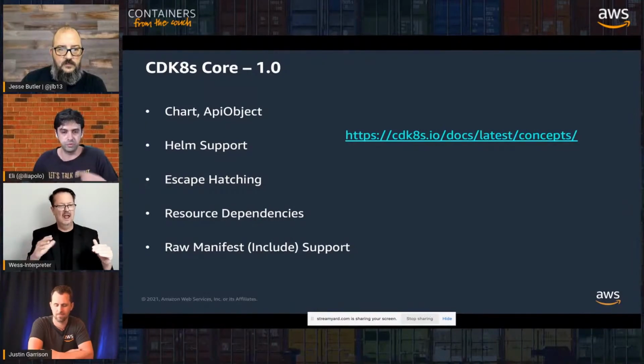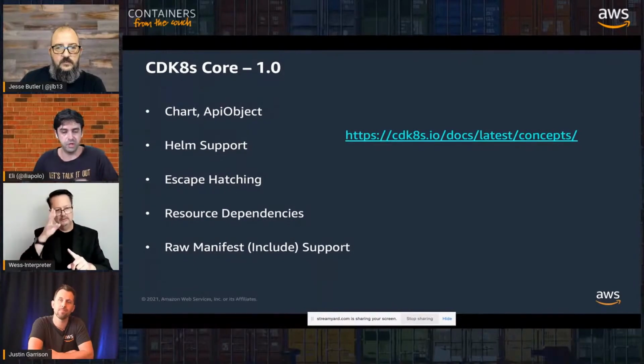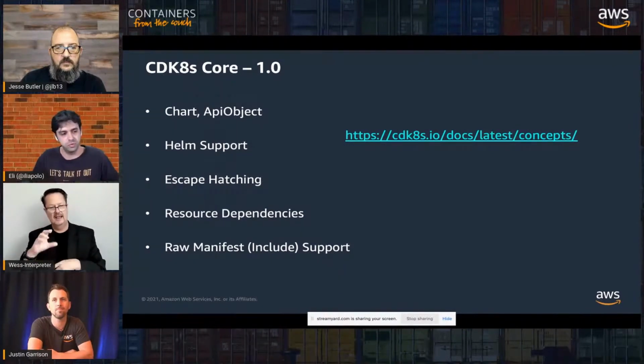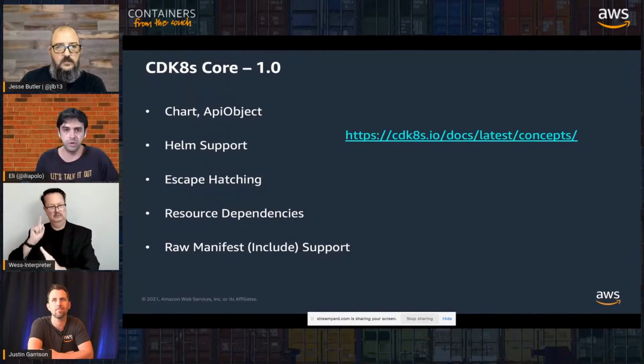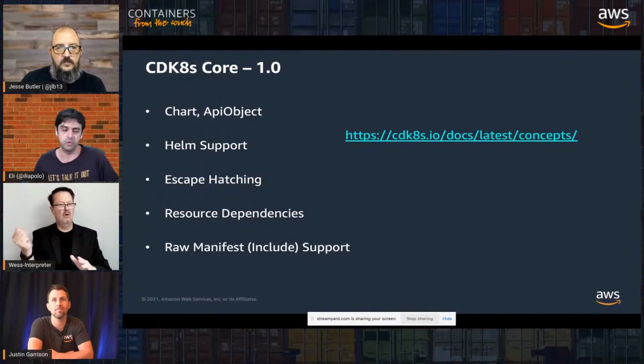is used for a few features. And one of them, we've seen, is the auto generation of Kubernetes resource names, right? This is something that the core API does. There's also Helm support, escape hatching, resource dependencies, a bunch of stuff that's needed to orchestrate your manifest but that's not tied to a specific resource. So again, this also gets the 1.0 mark, and all its APIs are expected to be stable going forward.